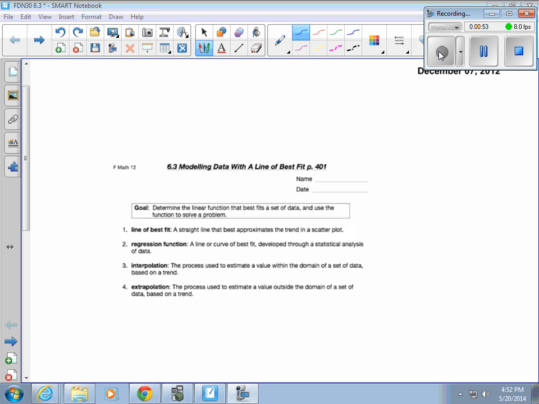With interpolation, you're looking at the data that you have, between your start and your end data, and hypothesizing about that data. Extrapolation is when you are looking at the values outside the domain, so outside the values that you're given, and trying to come up with a trend or make some predictions.